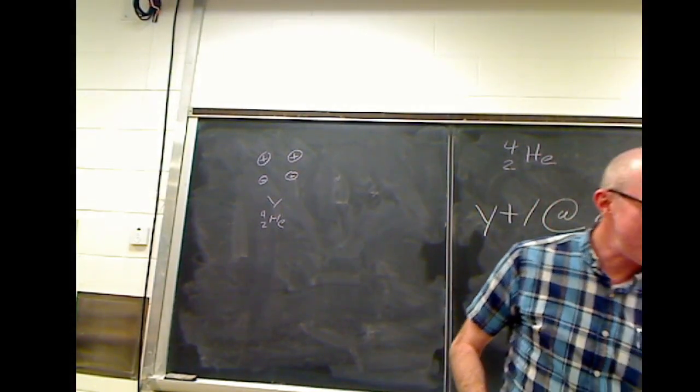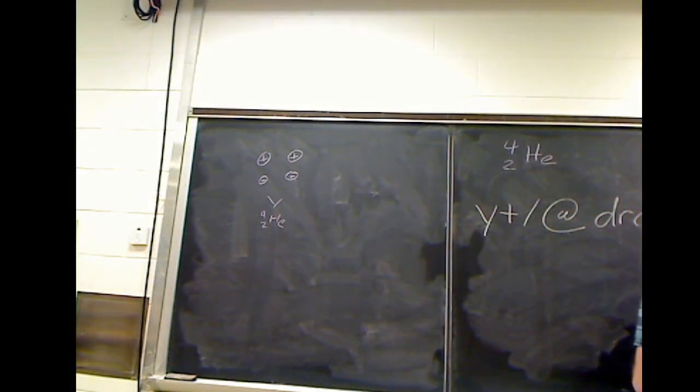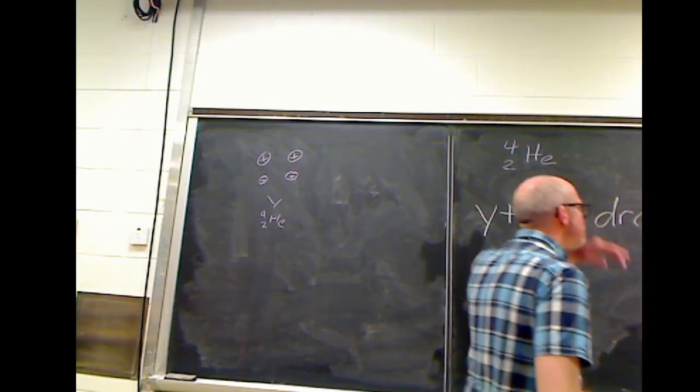Oh, pretty good generally. Okay, so we're going to talk about the PP chain, we're going to talk about the CNO cycle, and we're going to talk about the alpha process, the triple alpha process.